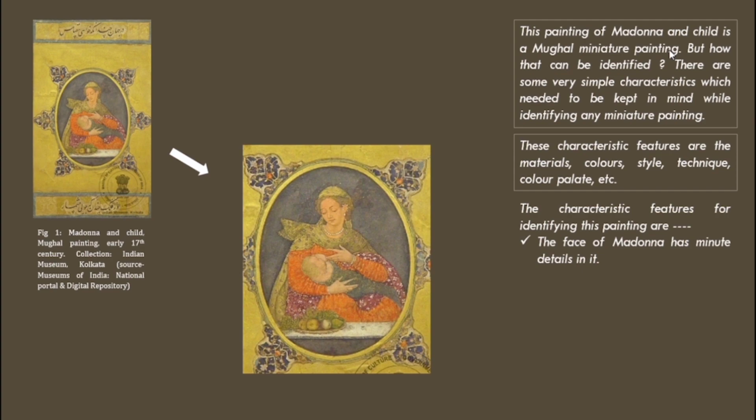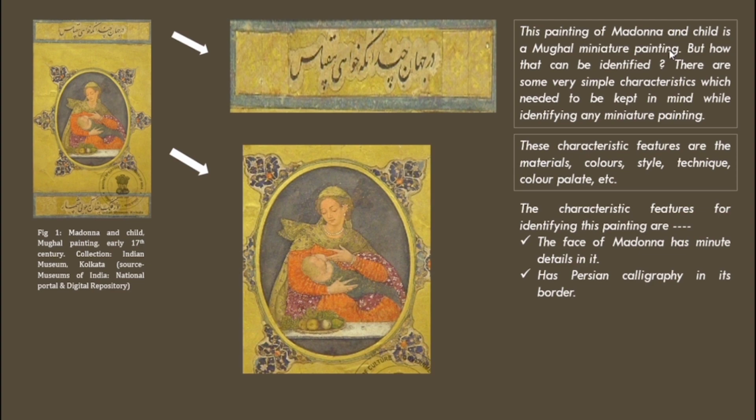You can feel the Mughal miniatures. What I feel is that it is less of a painting and more of a photograph, like that moment is captured in the frame. Then Persian calligraphy is used in the border, which is another factor of the Mughal miniature painting. You can see both at the top and the bottom, the Persian calligraphy is used, which is another feature you can use as a reference to identify these miniature paintings.